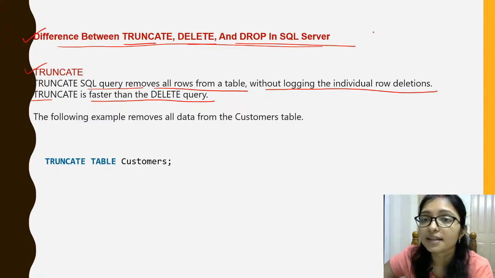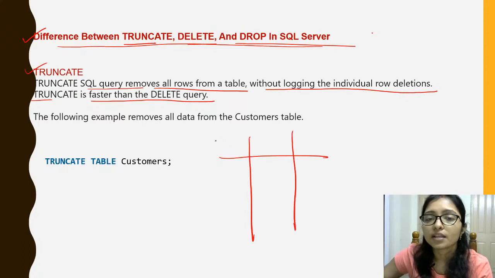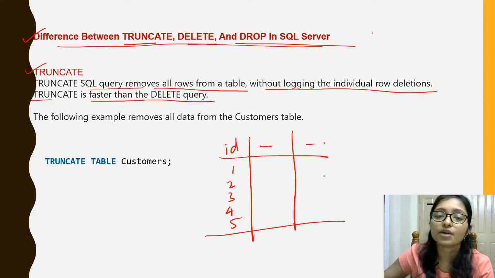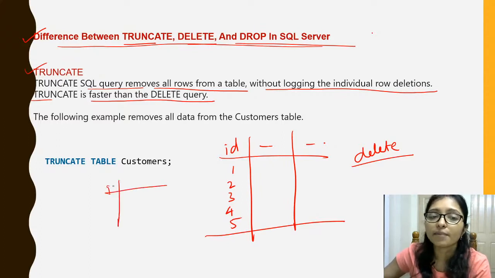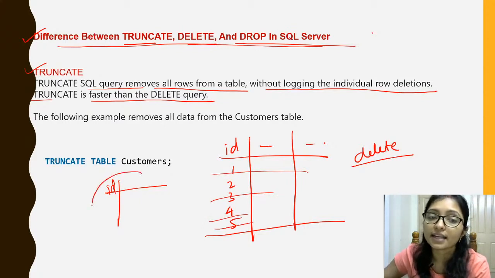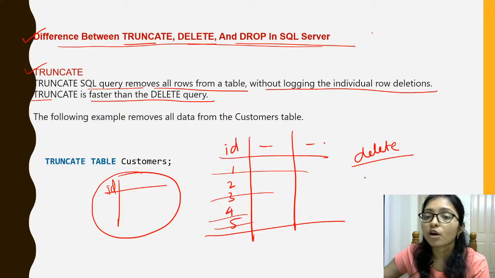When you are doing the delete operation, if I am taking a table, there is the ID, and there is something. So, if there are 1, 2, 3, 4, 5, 5 rows, 5 data was there, and after that you apply this delete. Okay, then this data will be deleted and this table will be empty. All the data will be deleted, and then the table will be empty. For both delete and truncate, the data will be deleted.